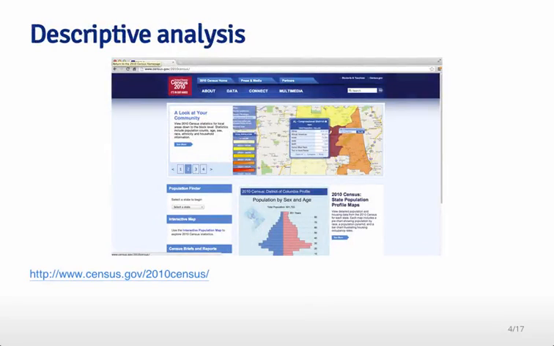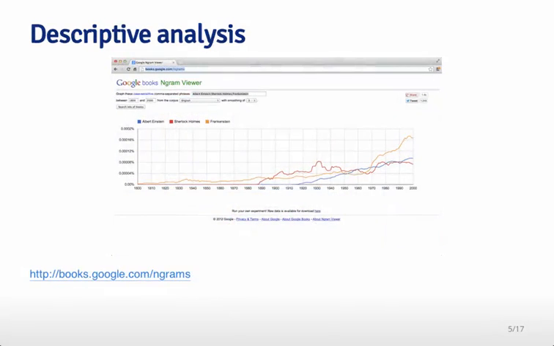An example of a descriptive analysis is the U.S. Census. This is a picture of the Census 2010 website where they've collected a bunch of information about people in the United States, and they're not necessarily analyzing it to try to predict something about other people or about other countries. They're just trying to describe the population.